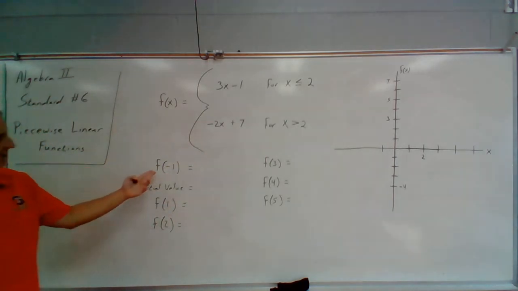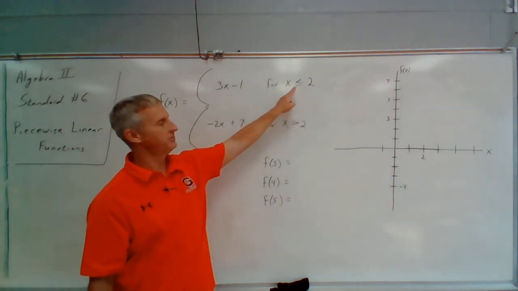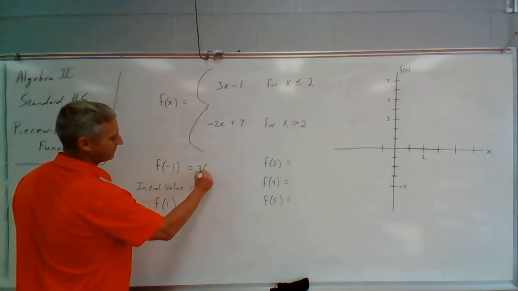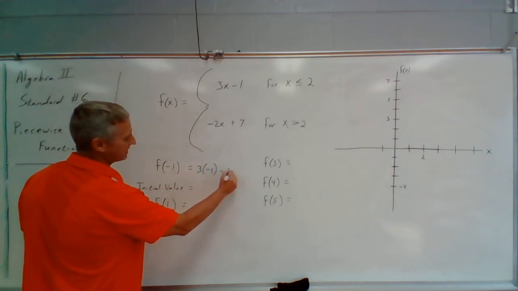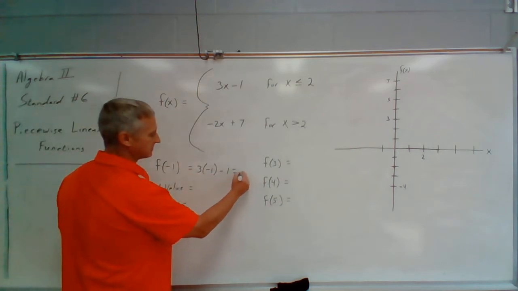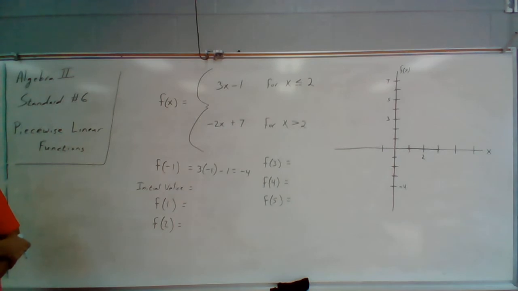So for example, f of negative 1. Negative 1 is less than 2, so I'm going to use this equation. So I'll have 3 times negative 1 minus 1. 3 times negative 1 is negative 3, minus 1 is negative 4. So f of negative 1 is negative 4.